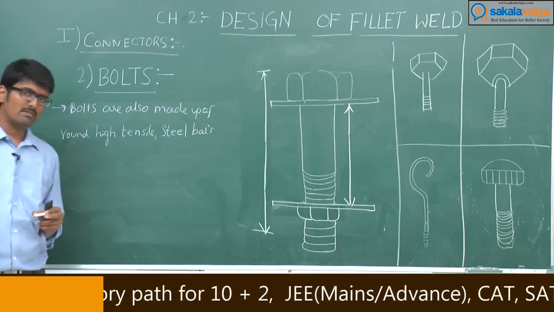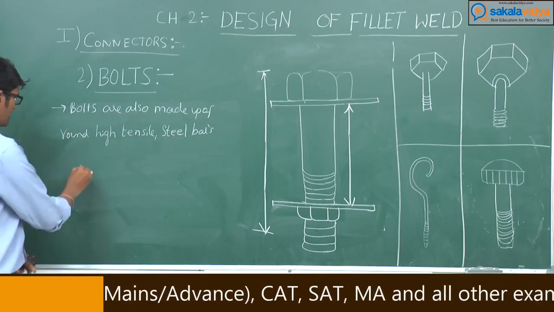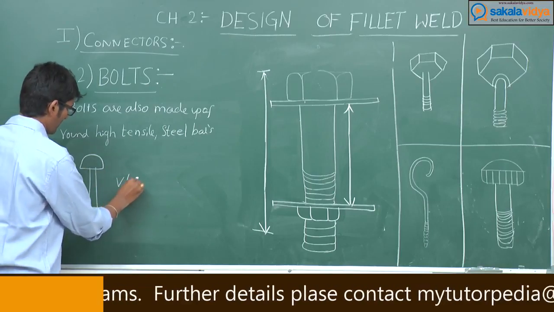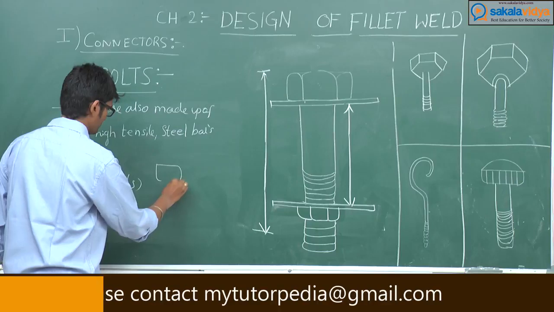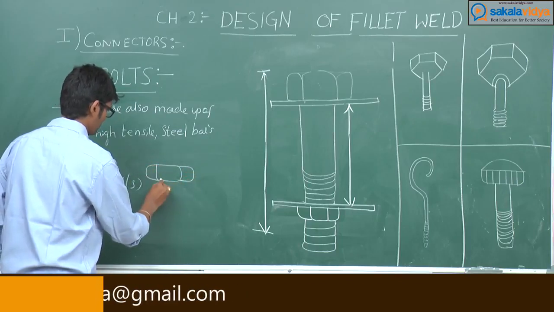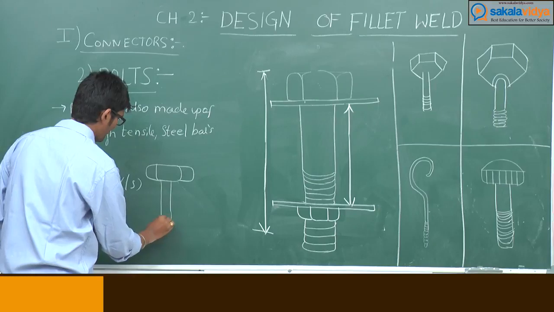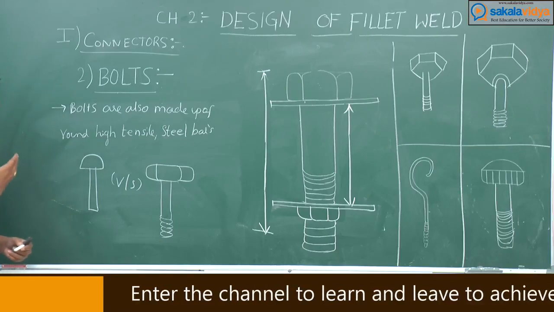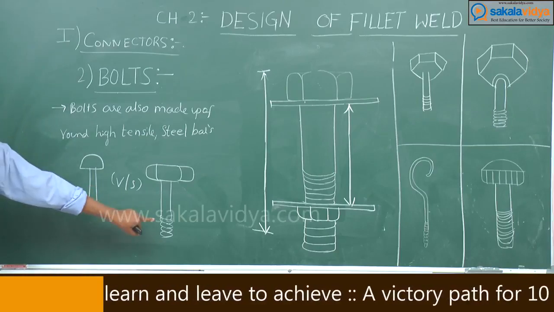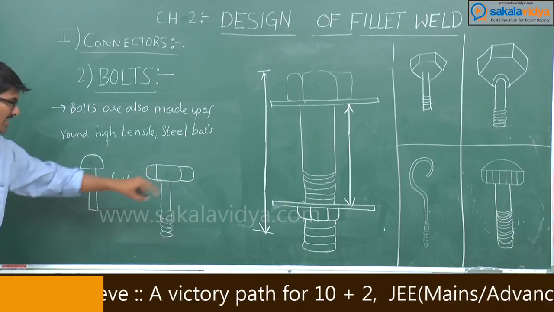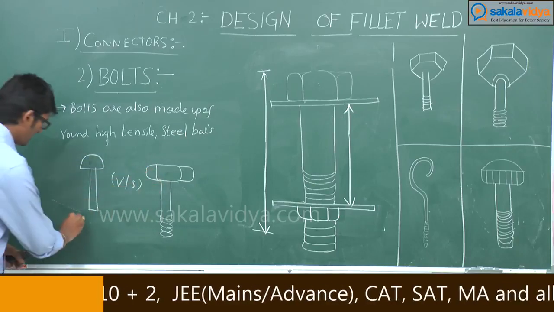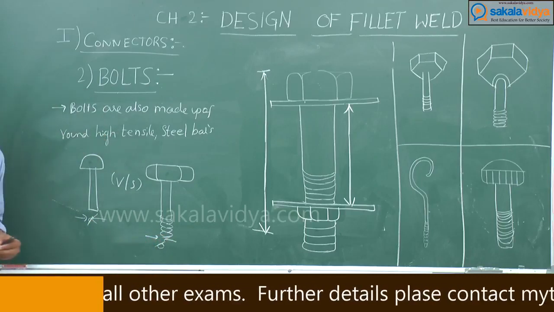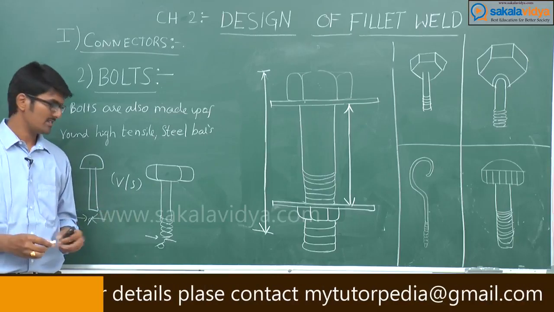Both the rivet and bolt have heads. For example, if you take a rivet and a bolt, this one has a head, this one has a head, and both have a diameter. But what is the difference between a rivet and a bolt? This is a rivet, this is a bolt. The main difference between the rivet and a bolt is the thread region.